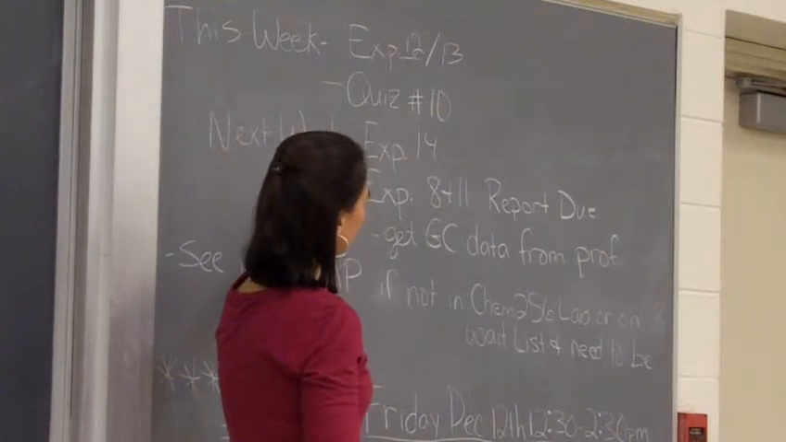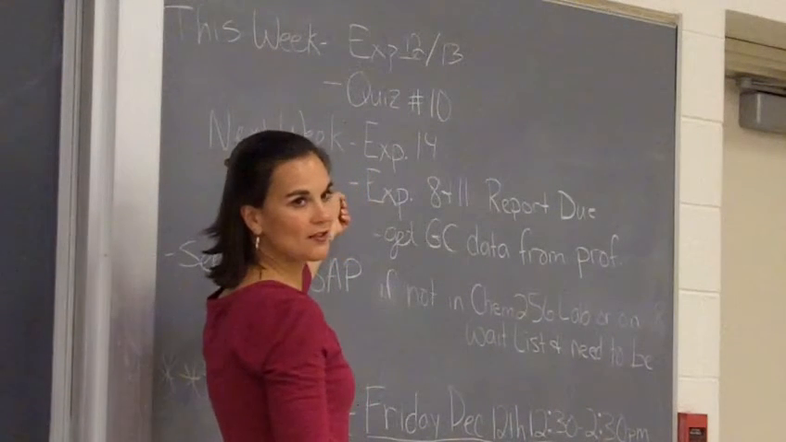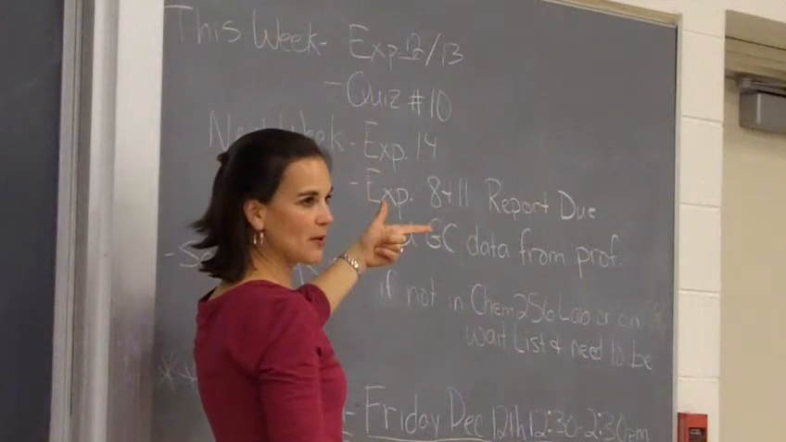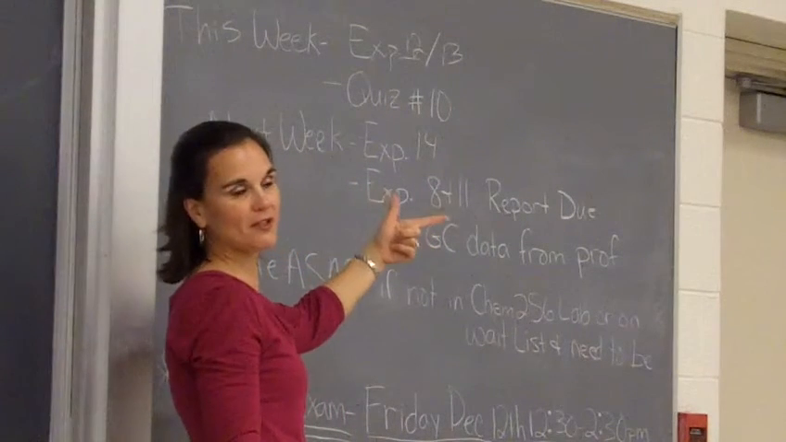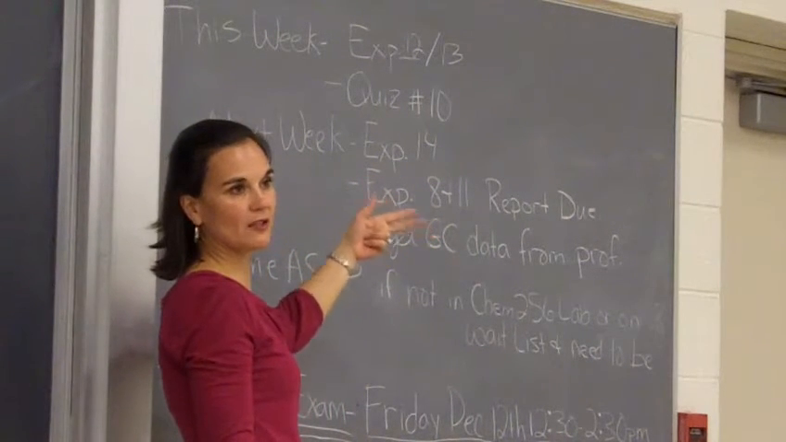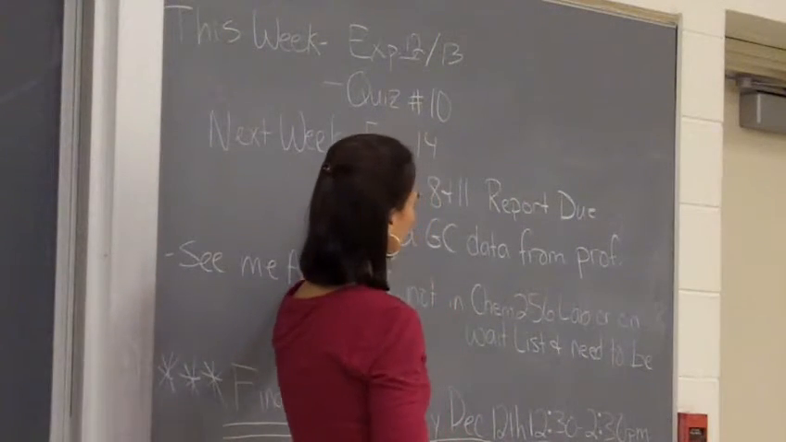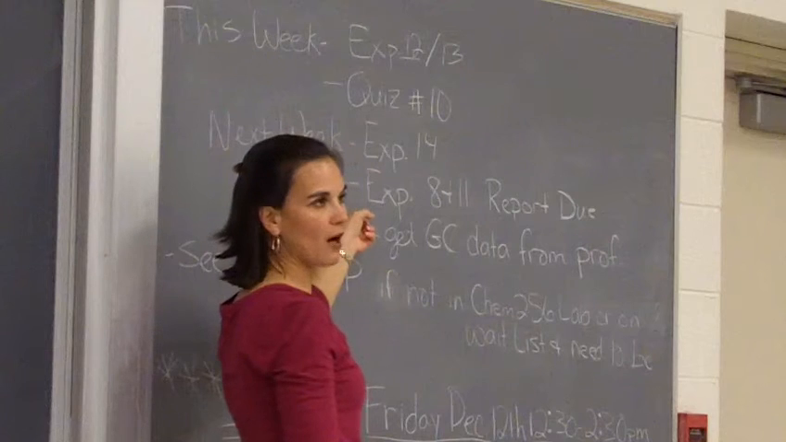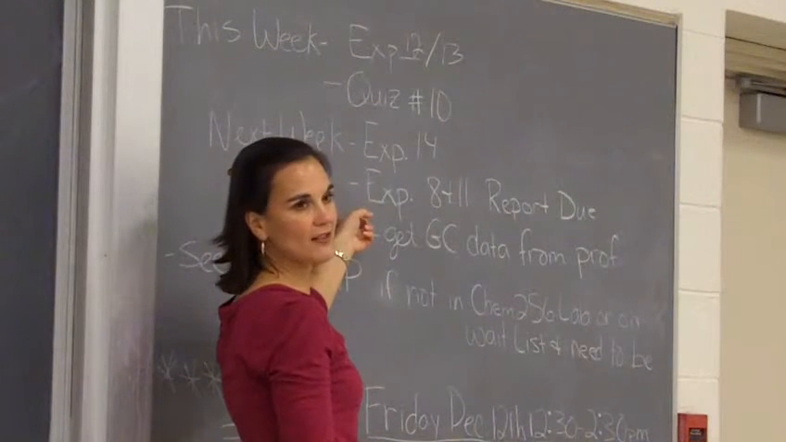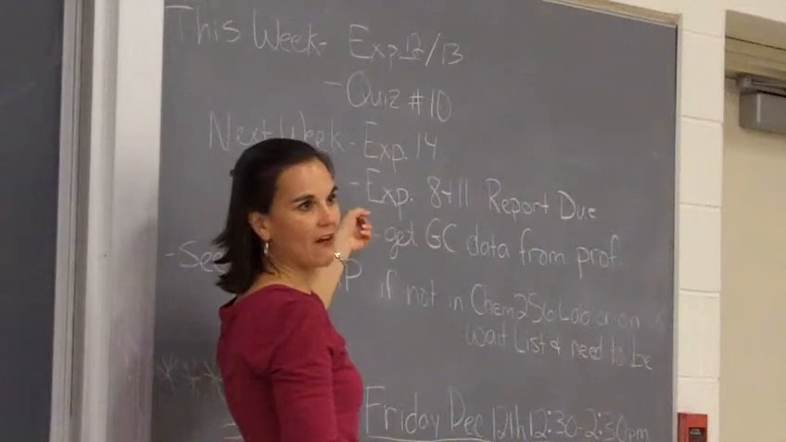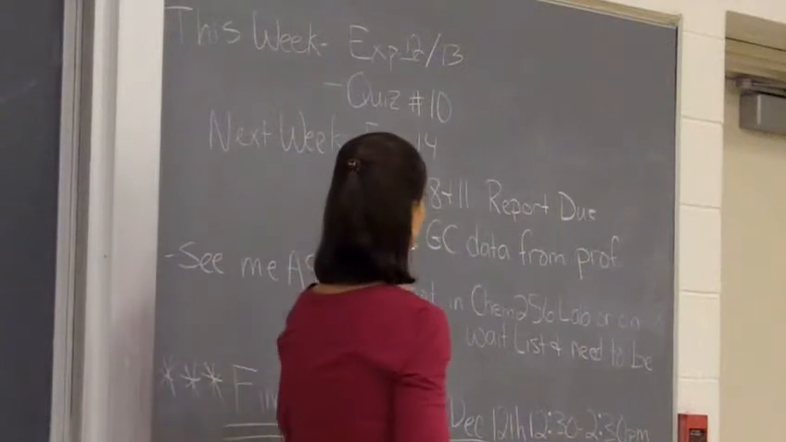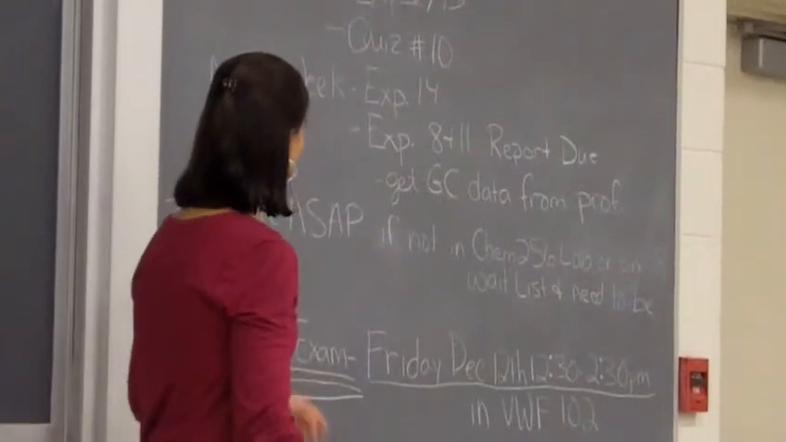Your experiment 8 and 11 report is due, so remember pre-lab and experimental for 8 and 11 are separate, but you're going to write a conclusion for both of the experiments together. Make sure to get your GC data for both 8 and 11 from your lab prof. I have run all of the samples I was given, so they have all that data. So make sure you get that this week from your lab prof.